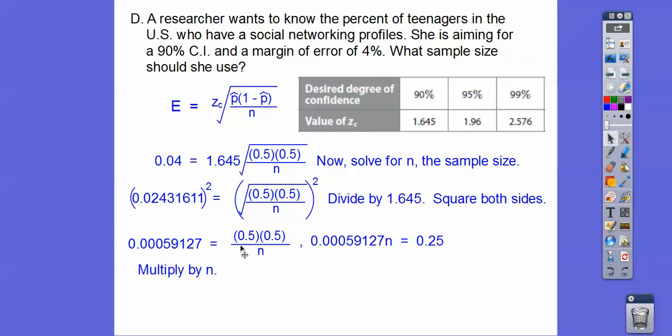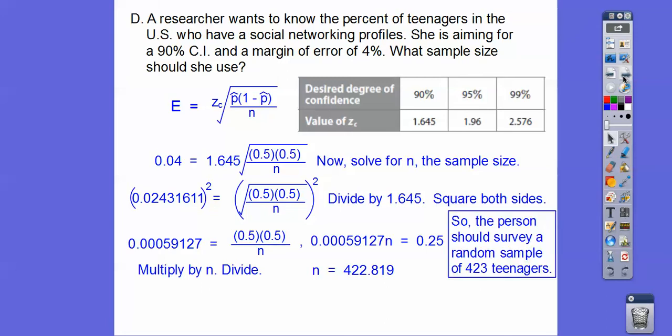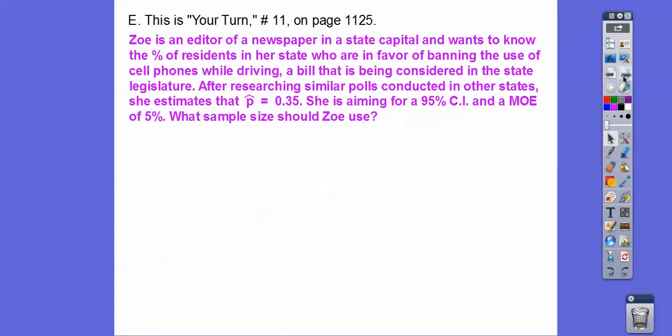And then I multiply both sides by n right here. So that gets me this guy times n equals this, which is 0.25, and then we're going to take 0.25 and divide it by that. It's going to give us a decimal. And then this is how many people we're going to do. How many people is she going to, what sample size should she do? So the person should survey about, of course, round it appropriately, and usually you round it up to 423 teenagers, okay? All right, sometimes you don't, but all right, so this one is in your textbook on page 1125.